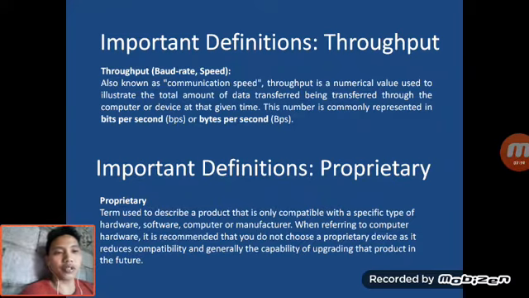Important definitions. Proprietary. Term used to describe a product that is only compatible with a specific type of hardware, software, computer, or manufacturer. When referring to computer hardware, it is recommended that you do not choose a proprietary device, as it reduces compatibility and generally the capability of upgrading that product in the future.